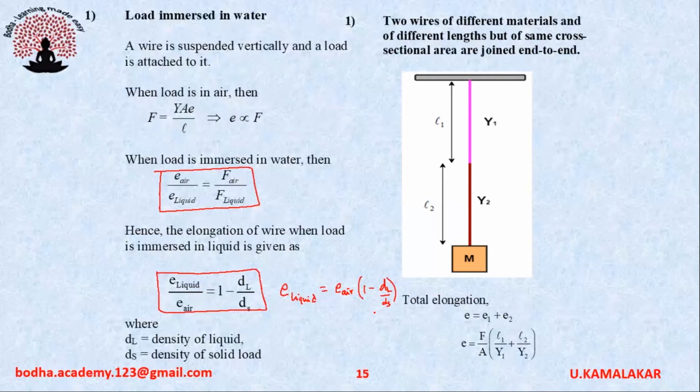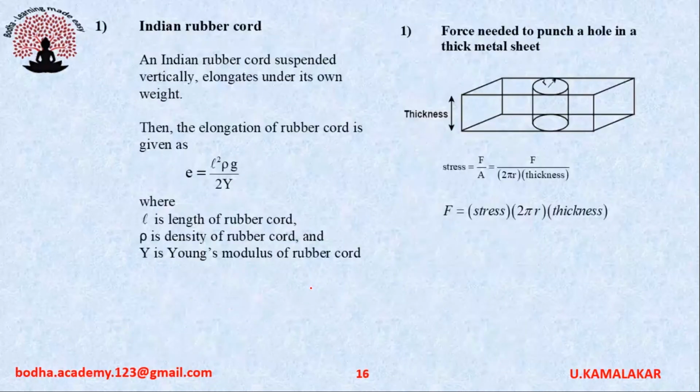Next topic. Two wires of different materials and of different lengths but of same cross-sectional area are joined end to end as shown in figure. Then total elongation is given as E is equal to F by A whole thing into (L1 by Y1 plus L2 by Y2).